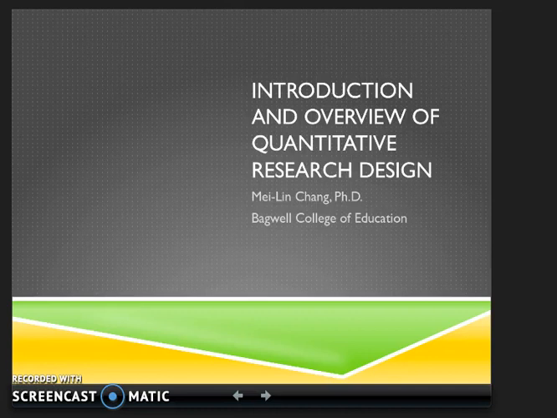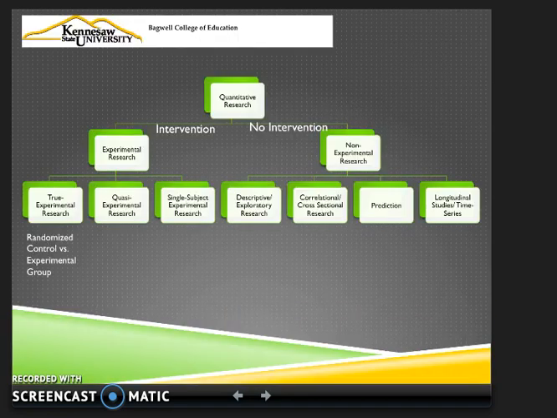This is an introduction and overview of quantitative research design. In quantitative research design, depending on if you have intervention or no intervention in the study, we can look at the research in two different groups. If you have intervention, we can consider it as experimental research. If you don't have intervention, we will consider it as non-experimental research.